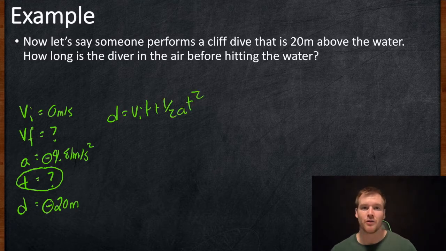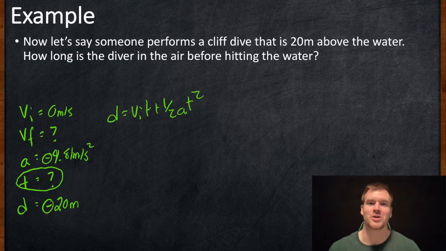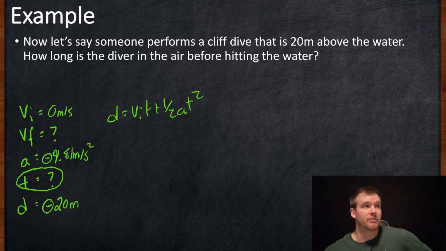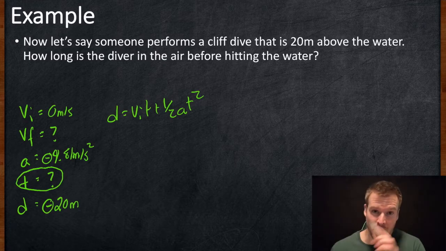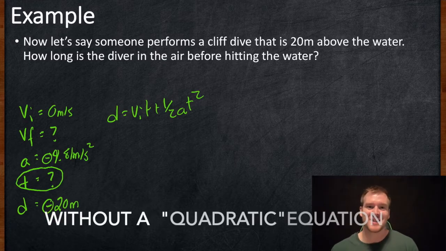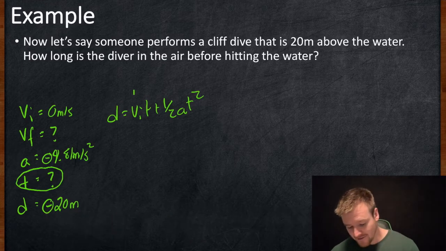And I just need to solve for T. However, you notice that there are 2 T's. I don't remember that from previous math courses. Don't worry about that. That's okay. We can solve this still without a kinematic equation. And the reason we can do this is because VI is 0.